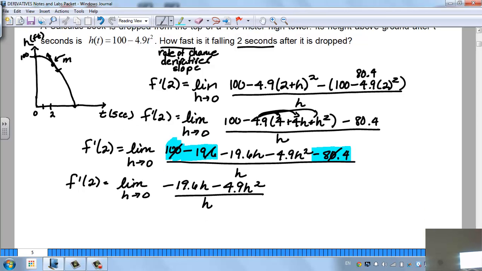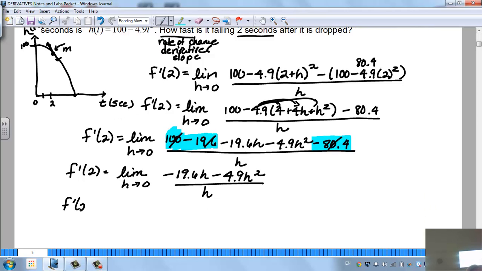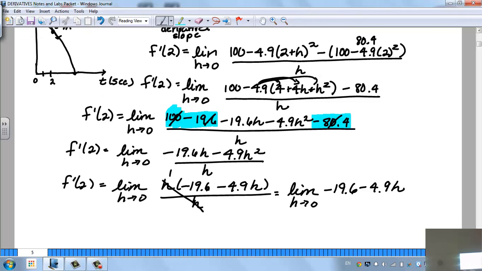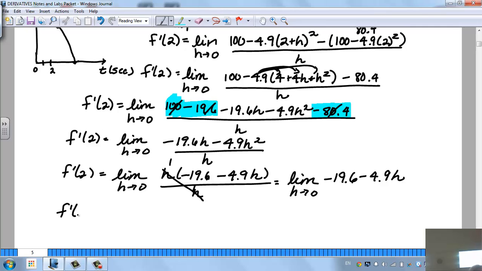So let's see how much room I have down here. I can do f prime of 2 is the limit as h approaches 0. And I'm going to factor the h out, so I have negative 19.6 minus 4.9h all over h. Now these can cancel for 1, equals the limit as h approaches 0 of negative 19.6 minus 4.9h. Now I can plug in the 0, so I have f prime of 2 equals negative 19.6.